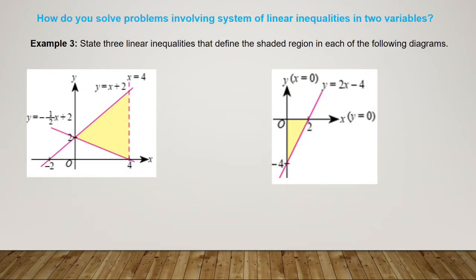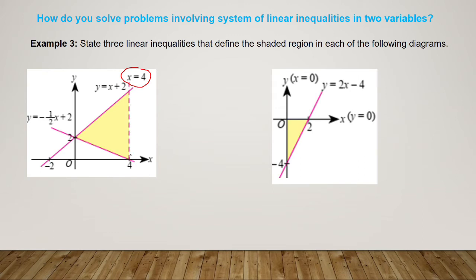We are going to learn how to solve problems involving systems of linear inequalities in 2 variables. So you look at example 3. This one is from your textbook. State 3 linear inequalities that define the shaded region in each of the following diagrams. So here, for x is equal to 4, it is drawn with a dotted line.